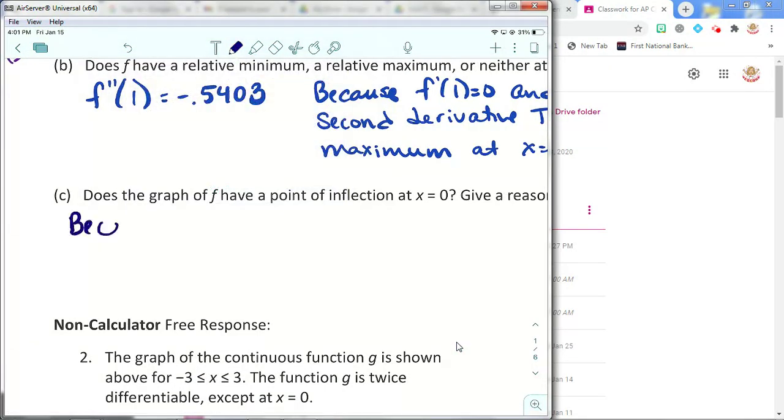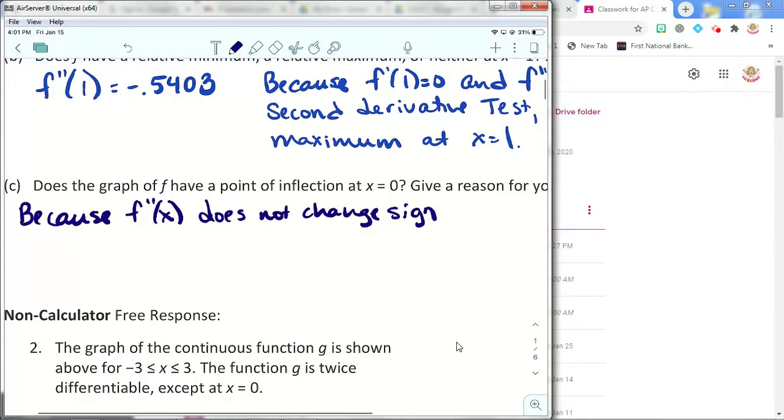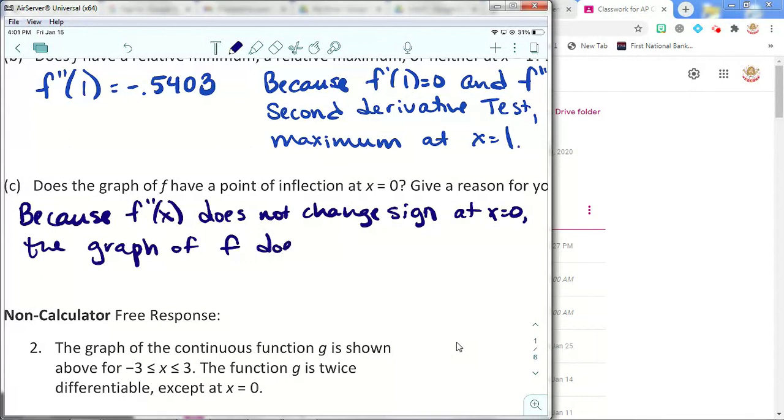So because f double prime of x does not change sign at x equals 0, the graph of f does not have a point of inflection there.